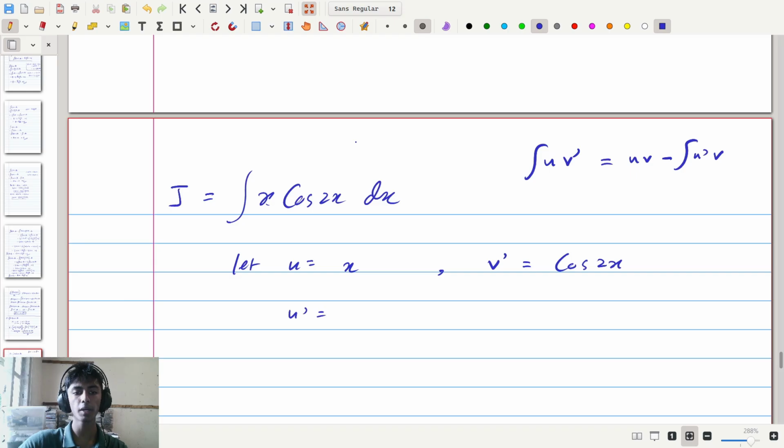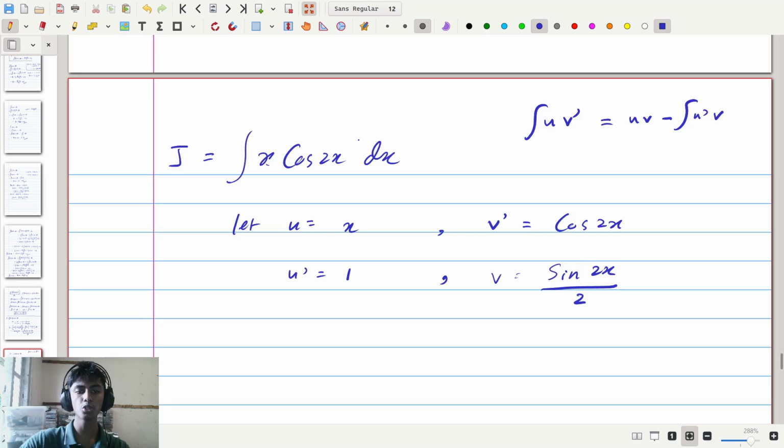Here the value of u prime is simple, it's simply 1 because the derivative of x with respect to x is simply 1. As for v prime, when we integrate v prime, we have to take the integral of the cosine of 2x. The integral of cosine of x is sine of x, therefore the integral of cosine of 2x is going to be equal to the sine of 2x divided by 2.